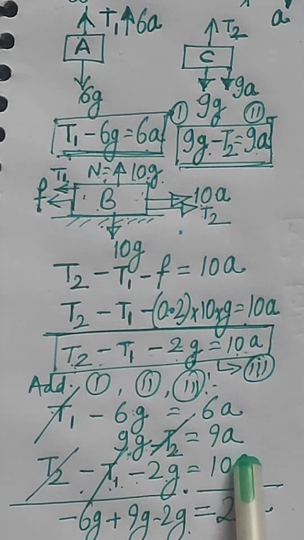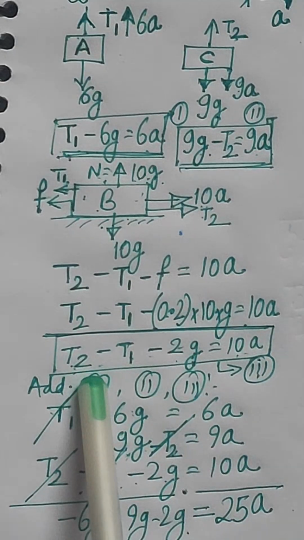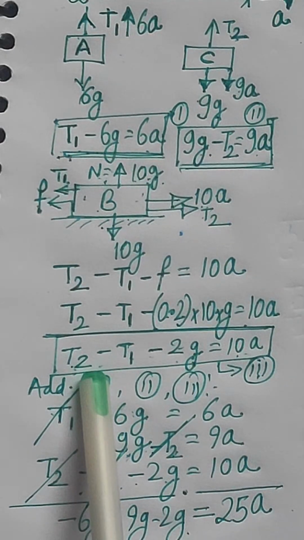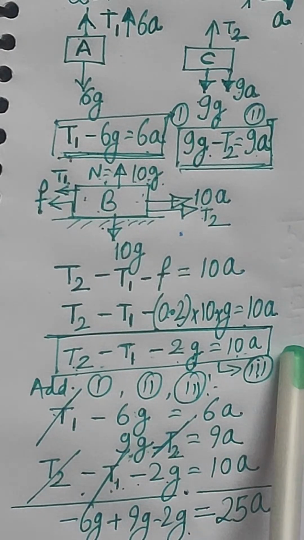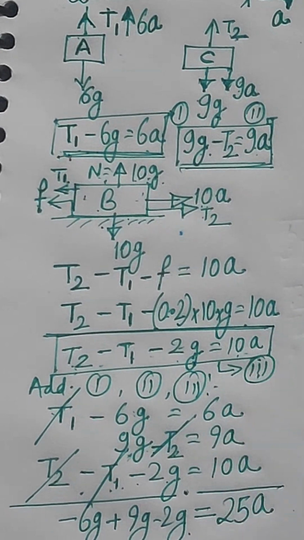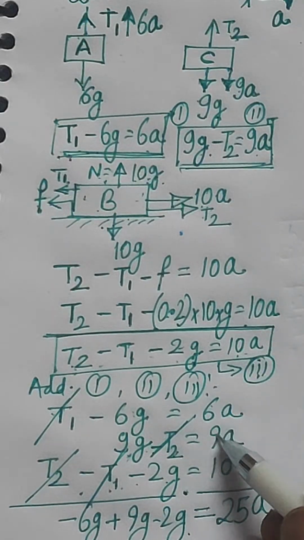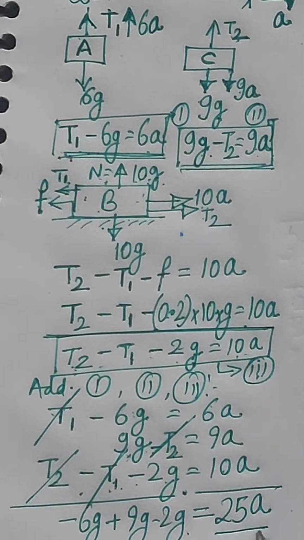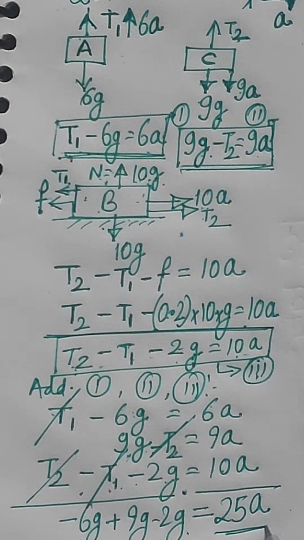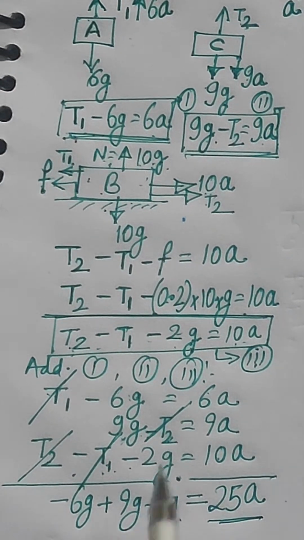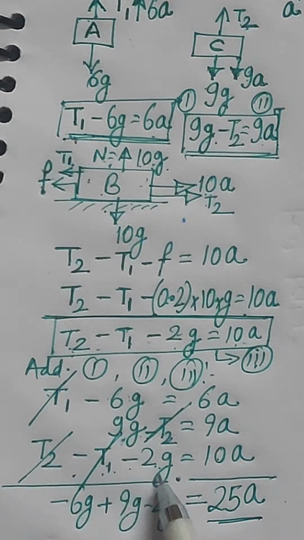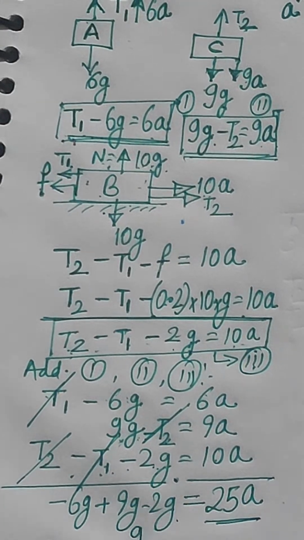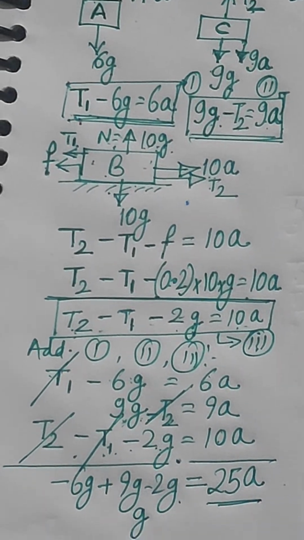9G minus T2 equal to 9A. And equation number 3 was T2 minus T1 minus 2G is equal to 10A, right? When we added all of these, 9, 6, 15 plus 10, 25A was on the RHS, and on the LHS we have minus 6 minus 2, minus 8, and minus 8G will be subtracted from 9G, so it will be only G. You are right, Kevin, we are perfect.